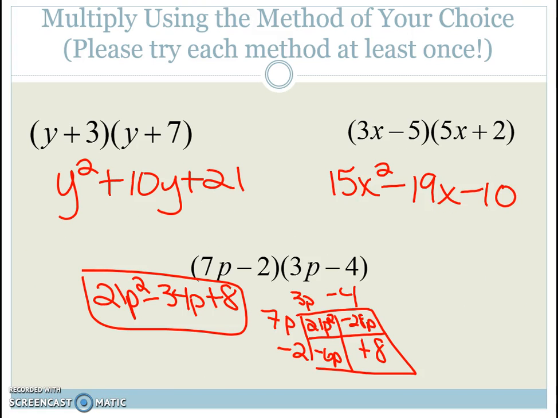Here are the answers. The answer for the first one is y squared plus 10y plus 21. The second one is 15x squared minus 19x minus 10. And here I asked you to use both FOIL and the box method. Here I have the box method. So you're going to do a box like this, and then you write each binomial. The answer for this is 21p squared minus 34p plus 8.